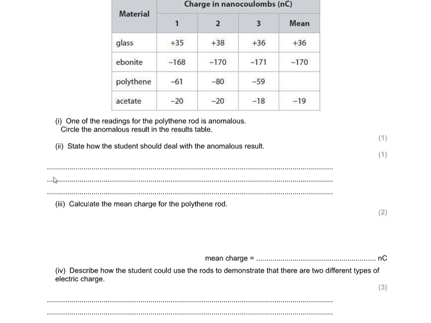Now this one, we need to circle the anomalous one from the results. All we can see in the anomalous data is the one that's the odd one out pretty much. The odd one out I can see is this one. All we have to do is circle it. That's it, done. Now what should we do with this? We just need to ignore it.